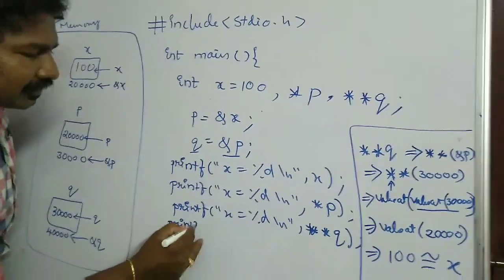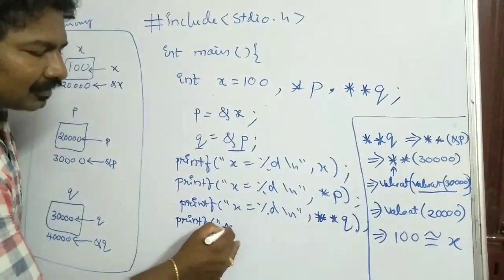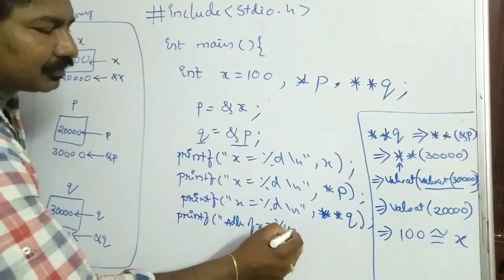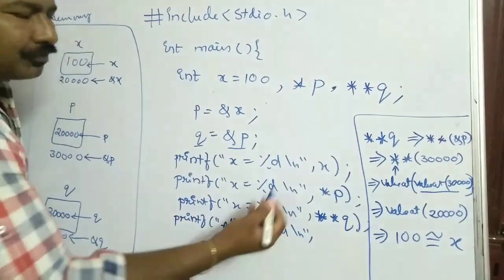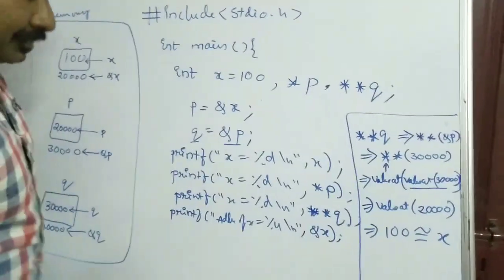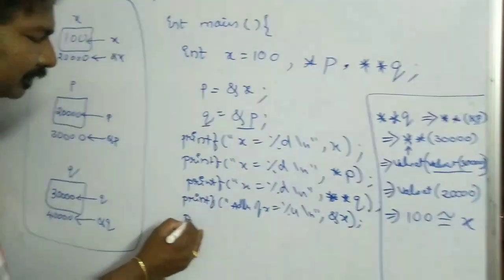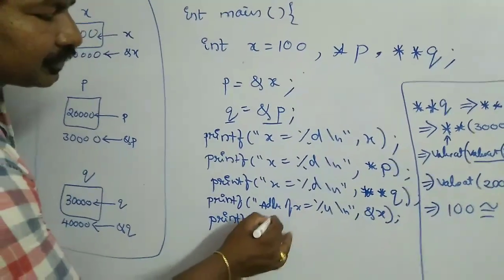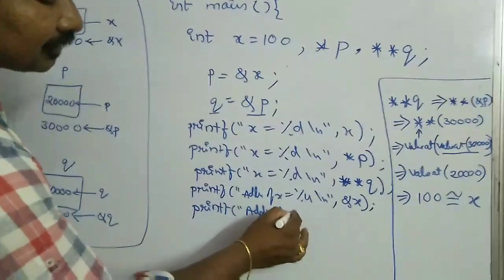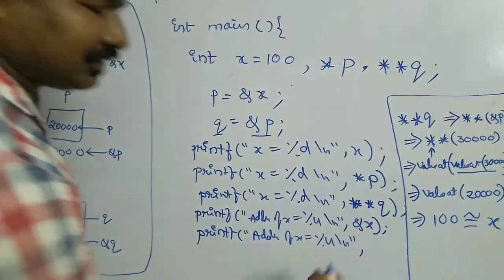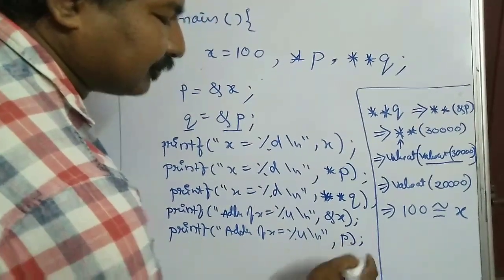x. printf("address of x is equals to %u\n"). So how do you get the address of x? Just ampersand of x, that is enough. And previously we have seen how to get the address of x with p. So we have already seen that just writing p will give you the address of x.